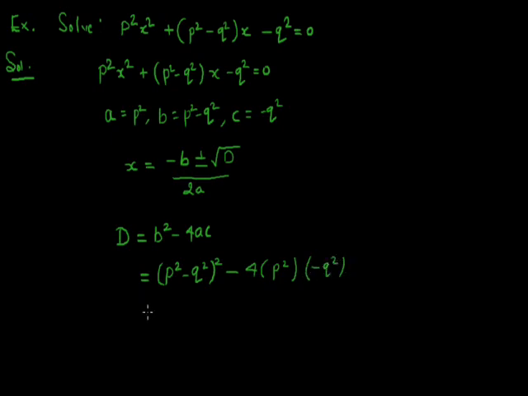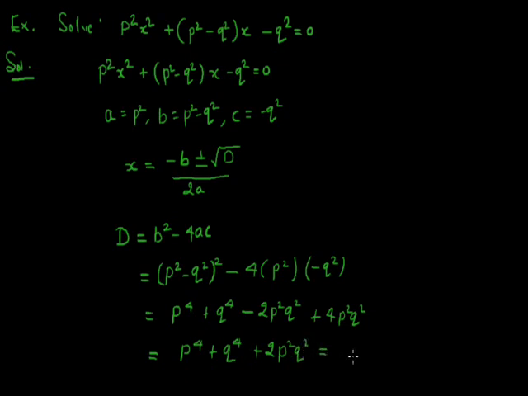So this will become p to the power 4 plus q to the power 4 minus twice p square q square plus 4p square q square. So this is equal to p to the power 4 plus q to the power 4 plus twice p square q square. We can also write this expression as p square plus q square whole square.